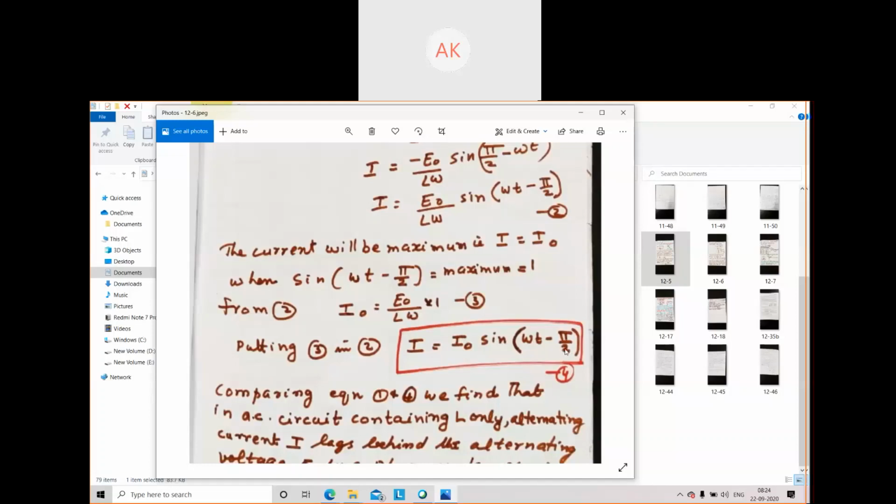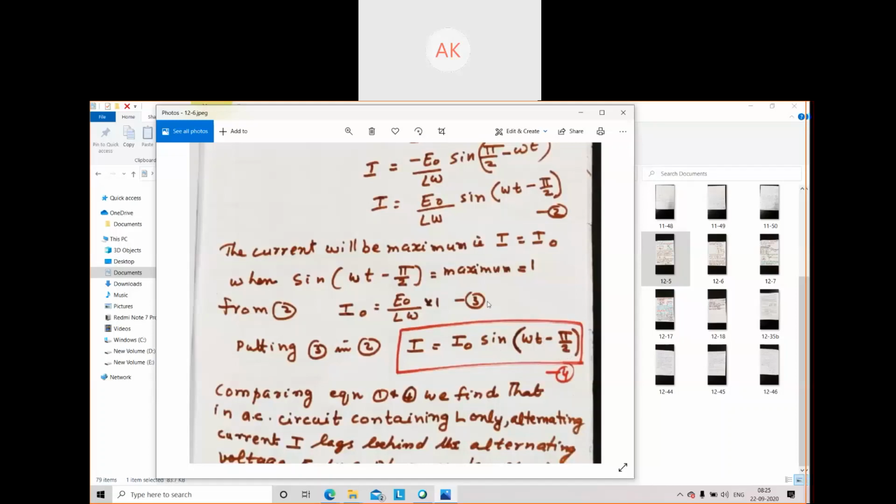That means they are not in phase. Here there is a phase difference between the EMF and current. What is the phase difference? See, this current is lagging by minus pi by 2. Current lags, voltage is leading. If you add pi by 2, we get omega t. So when AC is passed through an inductor, current lags but voltage leads. Understood? So this is the phase difference between current and voltage in an inductive circuit, when only an inductor is present.